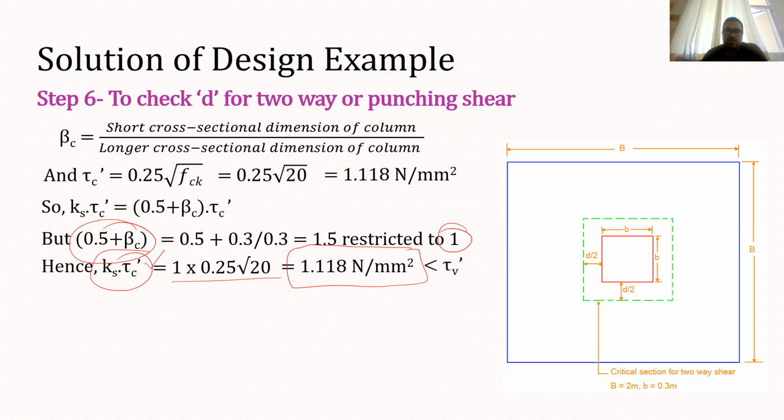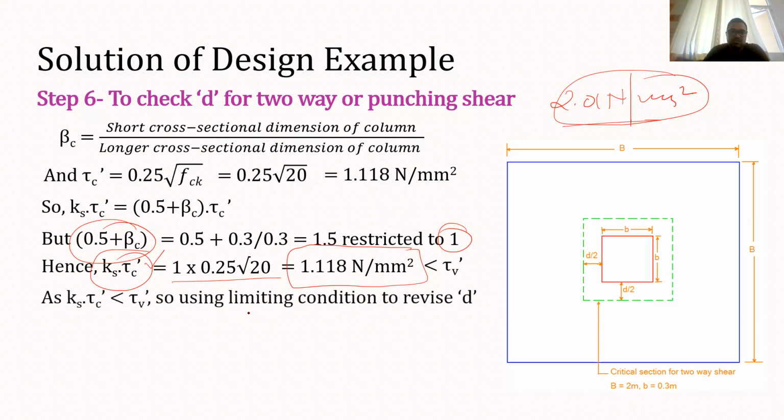We know that tau V dash value is 2.01 Newton per mm square. So here it is clear that Ks into tau C dash is less than tau V dash, and it means the condition is not satisfied, and it means that the depth of the foundation we have calculated in the previous step is not sufficient for punching shear criteria, and therefore we again have to revise the depth. So as this condition is not satisfied, we have to use limiting condition to revise the D value.